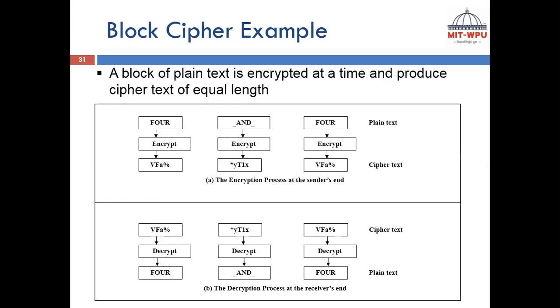On the other side, where you have a huge amount of data that you need to transmit and encrypt, block ciphers are preferably used. A block of plain text is encrypted at a time and we generate a block of output, called ciphertext, of equal size.